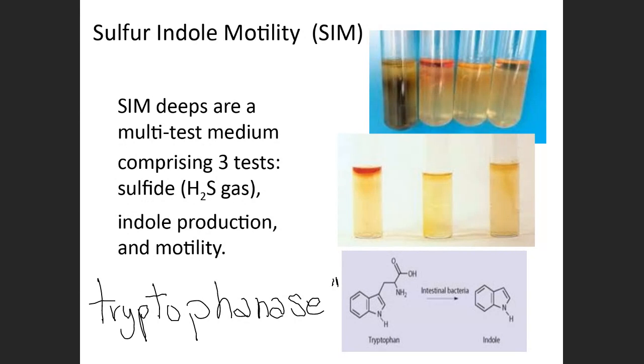Then that bacteria is going to be able to break down the amino acid tryptophan that happens to be part of the recipe of SIM. And what is produced in the end is something called indole. Here you have tryptophan. Notice that what's happening is that this portion of the molecule is removed.